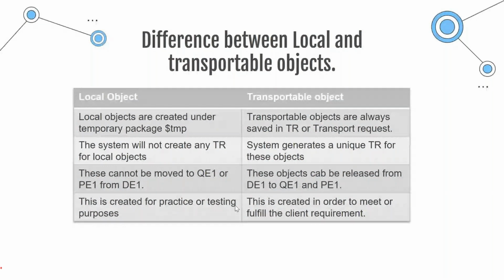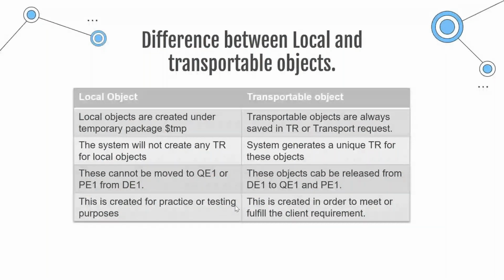And your transportable objects are saved in a transport request. Don't worry what a transport request is, don't think it is rocket science. It is only one pop-up that you will get. Whenever you create any object, you will get a pop-up asking whether it should be a local object or a transportable object. You just have to choose between transportable and local. I'll show you the difference when we get into the system.